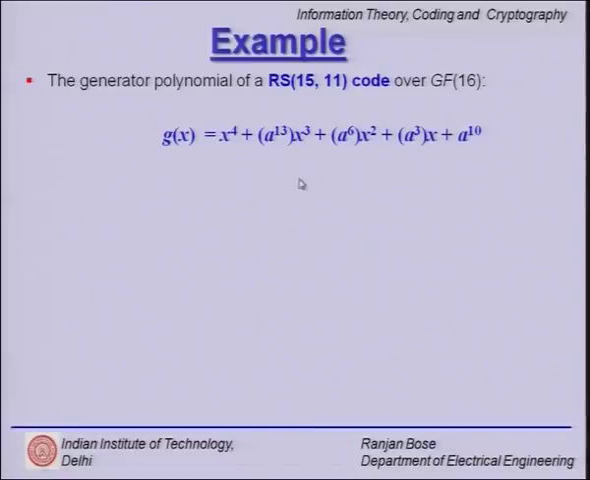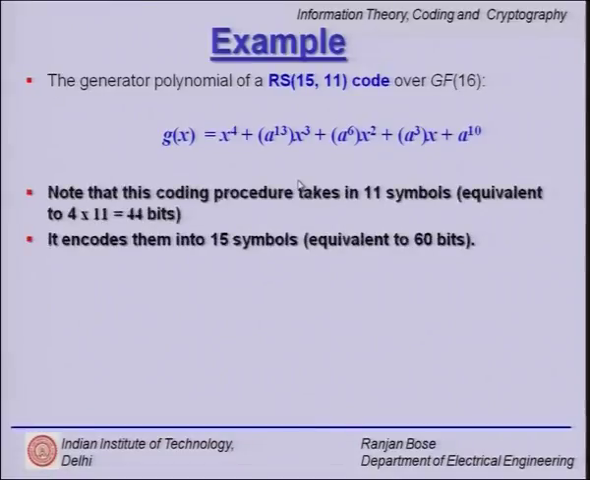So, if you look at this generator polynomial, we make the following observation: this encoding procedure will take 11 symbols. Why? Because it is a 15,11 code. See, n minus k is the highest power of g of x, which is 4. n was specified to be 15, consequently we obtained k equal to 11.